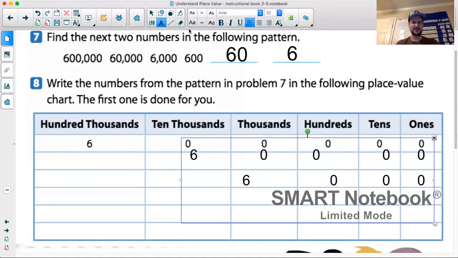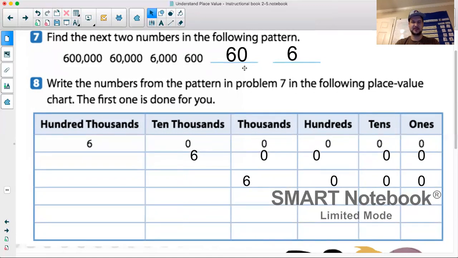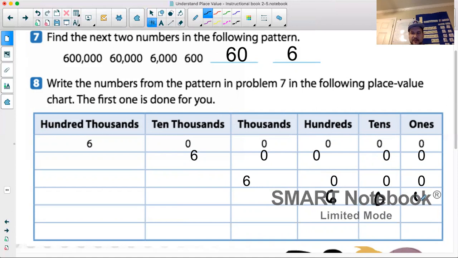Okay, where's my pen? Okay, so we've got 6 here, right over the smart notebook, who I can't get rid of your logo. We've got a 6 here, and then we've got a 6 here. Okay, it's basically they're doing expanded form here. So 600,000, 60,000, 6,000, 600, 60, and 6.